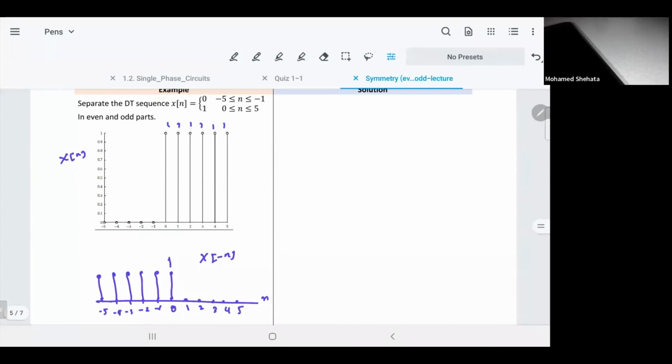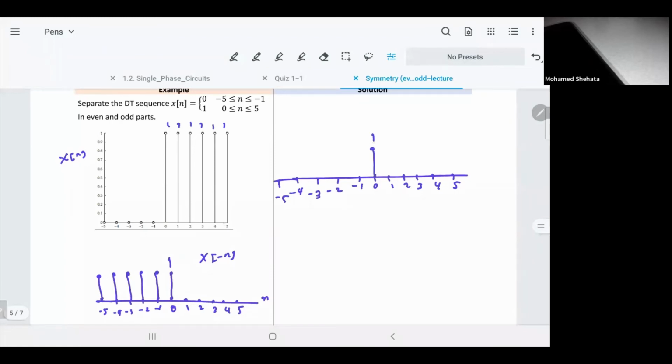Then I want to extract now the even component. What should I do? I add and divide by 2. So that's simple. I have 0, 1, 2, 3, 4, 5, -1, -2, -3, -4, -5. At 0, I keep it as it is, 1.